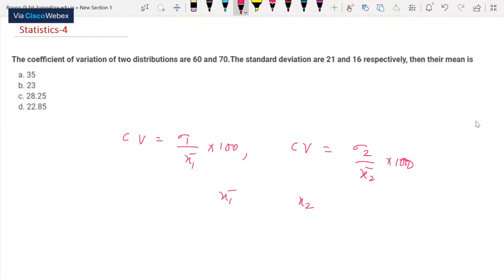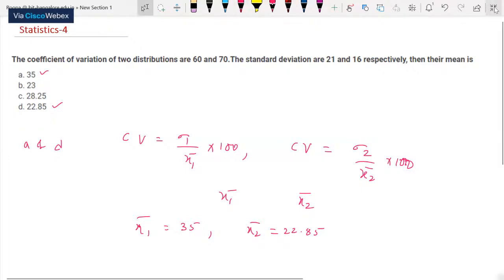The x1 bar we get from the first data: CV 60 and corresponding standard deviation 21, so x1 bar is 35, and x2 bar we get is 22.85. They do not provide both values together; here they provide them separately, which is ambiguous, right? The right answer is A and B. This is the way they gave it in the question paper. If you can't write only one answer, you must write both. And D is the answer. Okay, I think it's clear, everyone.